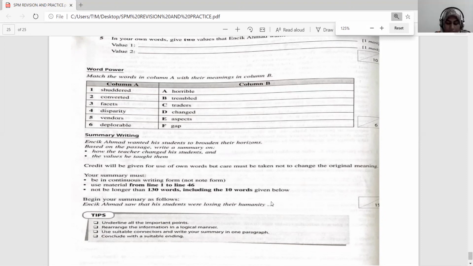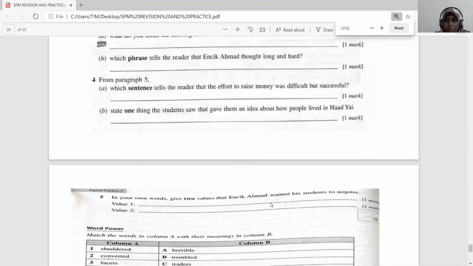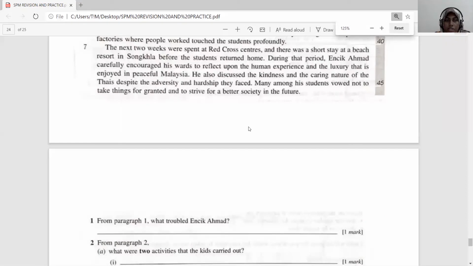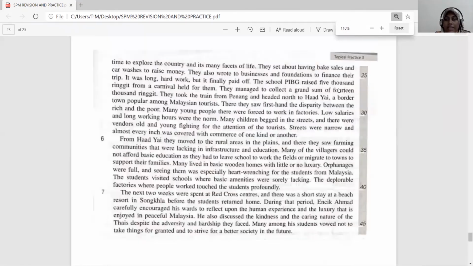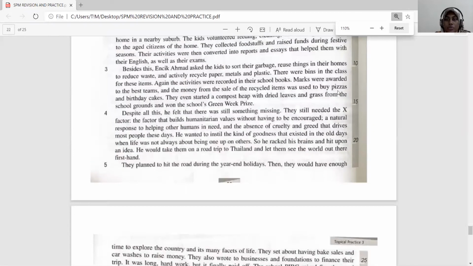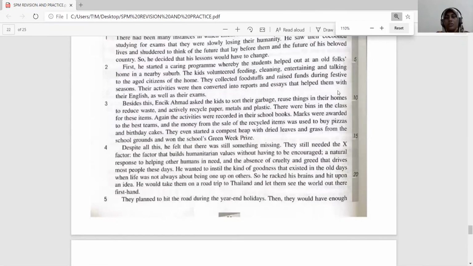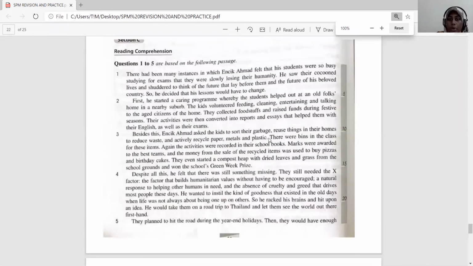Okay, now let's look at paragraph 1 to line 46. Actually, 1 to 46 will become until the end, but SPM, I don't think so. They will give very long lines. They will only focus on a few lines, so it's easy for you, right? Now, what will be your points?